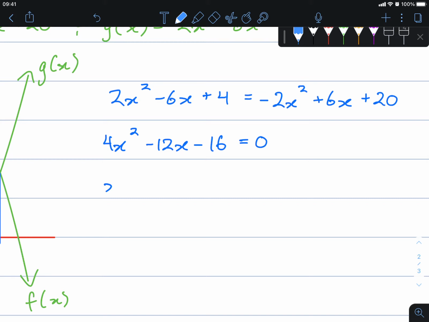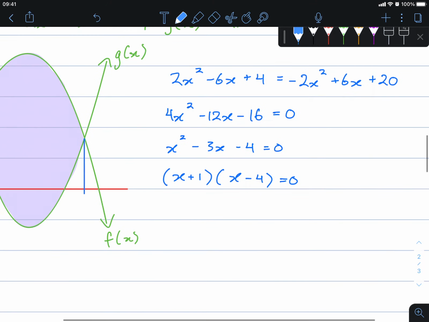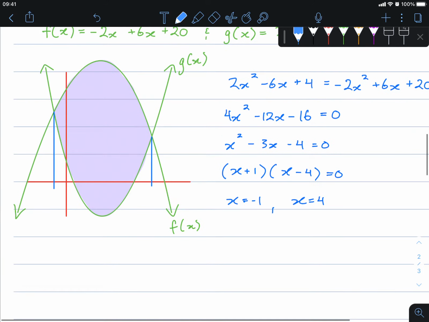Dividing everything by 4, x squared, negative 3x, take away 4 equals 0. The values I can think of to factorize this are x plus 1 and x minus 4 is equal to 0, which means the points of intersection here are x equals negative 1 and x equals positive 4. So this is negative 1 and that's 4.